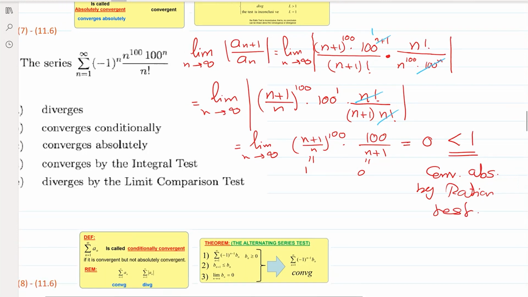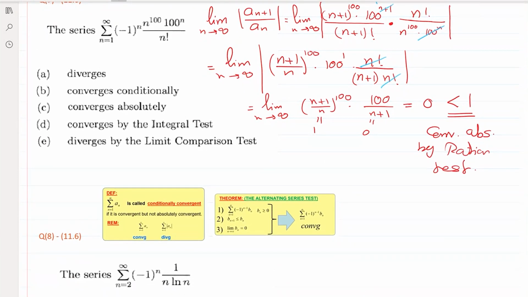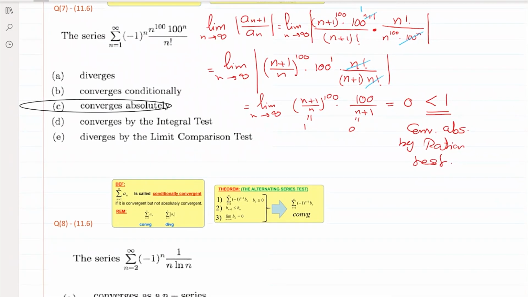And the answer will be what? C. Converge absolutely will be what? C. Will be C, yes. Converge absolutely. It is converge absolutely and using ratio test. I hope this is very clear.